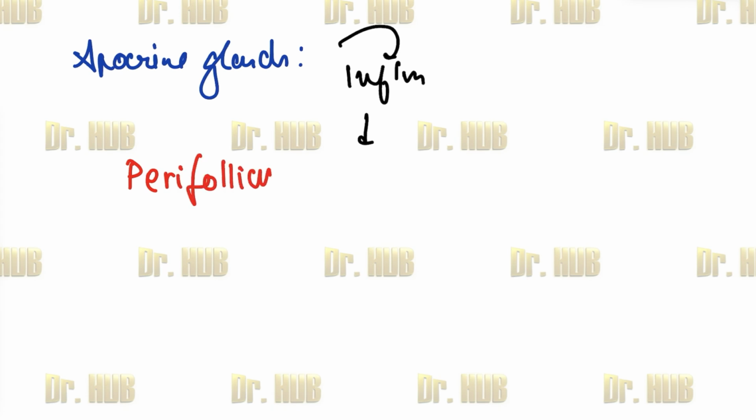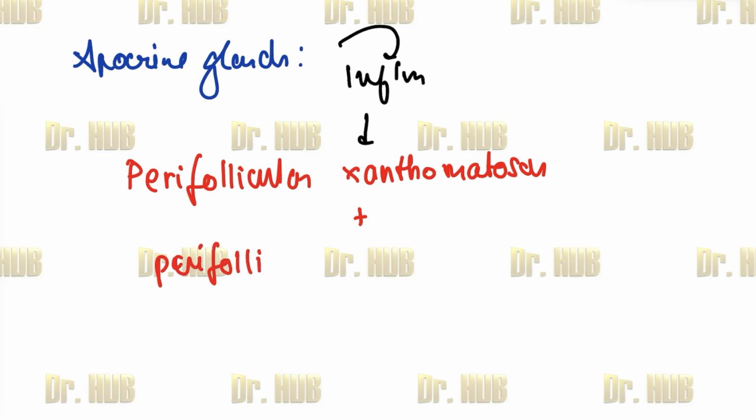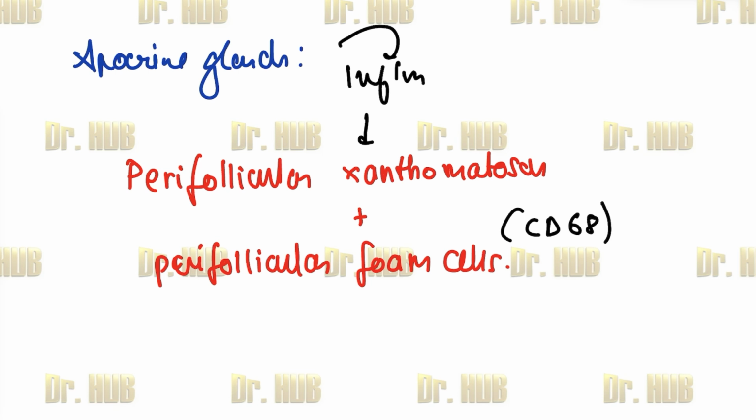As a consequence of repeated inflammatory events, there is a perifollicular xanthomatosis with perifollicular foam cells, and this expresses CD68.